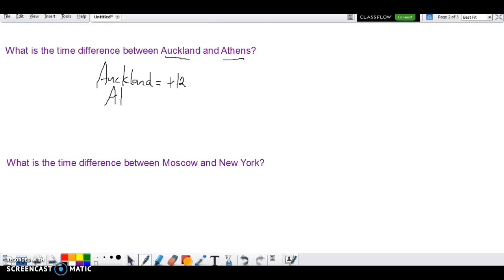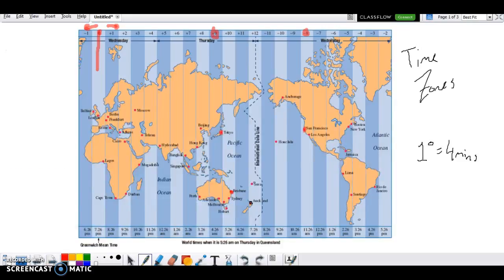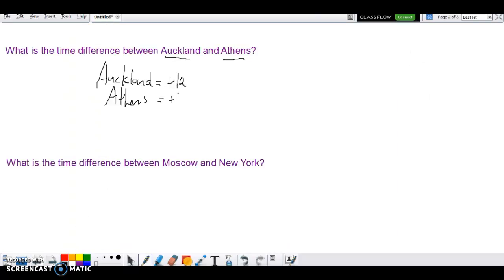And Athens. So we go to Athens. Let's have a quick look. Athens is in Greece. We go up, it's plus 2. Now, I want you to write down the pluses because you'll see why. We're going to work out the time difference between these. The difference between these is taking them away. So we've got plus 12, take away plus 2.